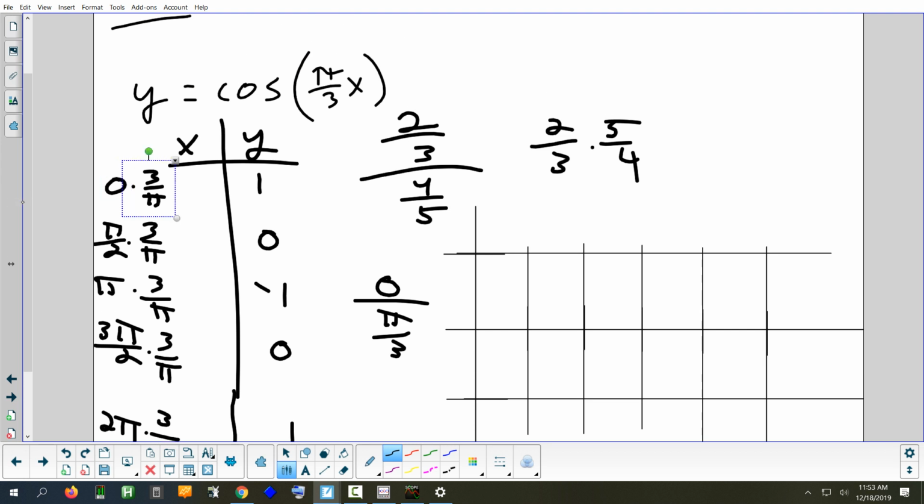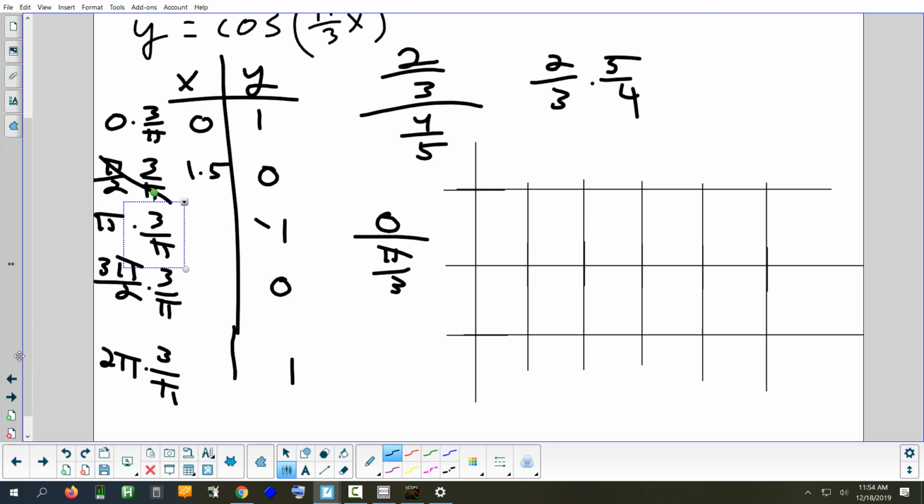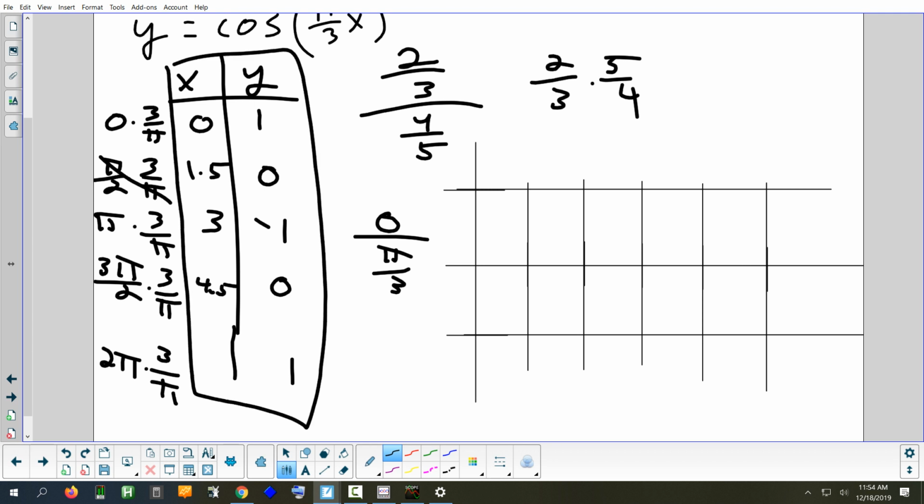What's 0 times 3 over pi? 0. What happens when you multiply pi over 2 times 3 over pi? The pi's cancel out, and what are you left with? 3 over 2. What's pi times 3 over pi? 3 pi over pi, which is just 3. Now, hopefully you can start to see the pattern. What's the next x value going to be? 4.5.